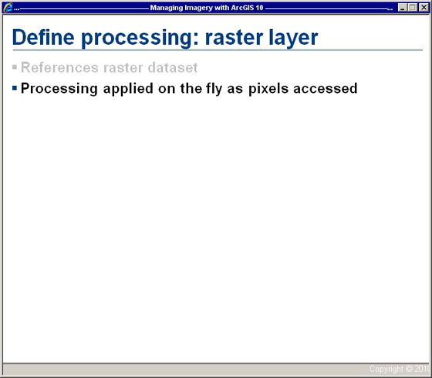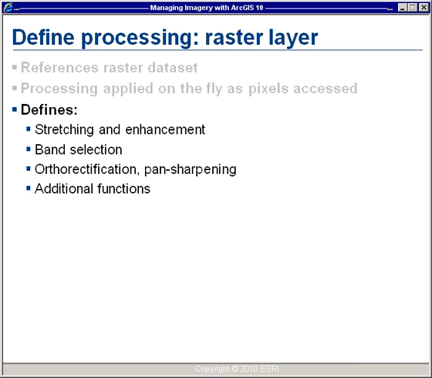When a raster layer is accessed, any processing defined within it is applied on the fly as the data is accessed. The processing that a raster layer can define includes a stretch type or enhancement, band combination for multiband datasets, and parameters for pan sharpening or orthorectification. At 10, we've added the capability to apply processing functions, which we'll discuss later. And of course, if you need to export the processed imagery to a file format, you can also do that. You don't have to save it as a layer file.